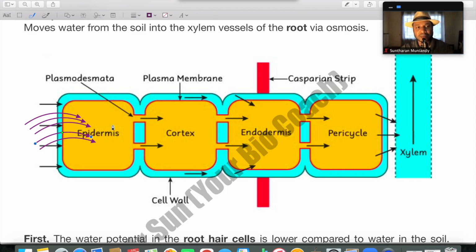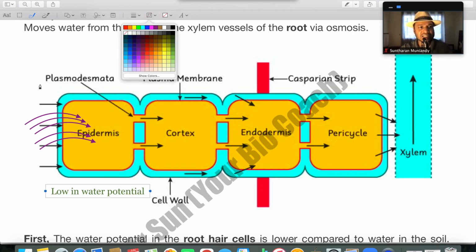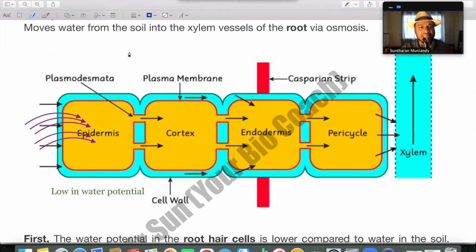making the epidermis always low in water potential. Now remember that. These cells are always low in water potential. When this tissue is low in water potential, water will start diffusing into the epidermal cells via osmosis. So now you have mineral salts and ions in the epidermis, and water also moving into the epidermal cells via osmosis. This is the concept, and the same concept will be followed by all the other tissues.